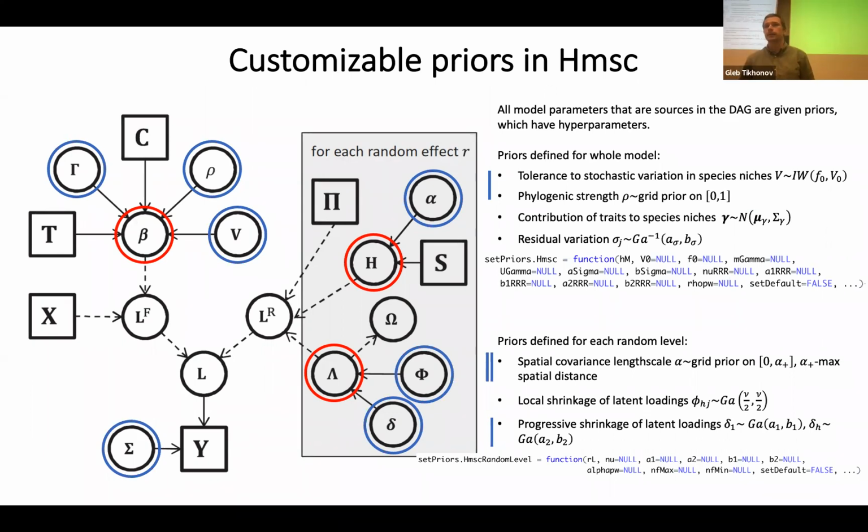Okay, so finally, the priors in HMSC, which have already been a bit touched by the question which was raised. Again, we can focus on this HMSC directed acyclic graph and the parameters which it has. They are of two types. Some of them are sources in the graph, and some of them are intermediate nodes. For the intermediate nodes, there are three of them, beta, eta, and lambda. The prior for them is defined given other parameters of the model.